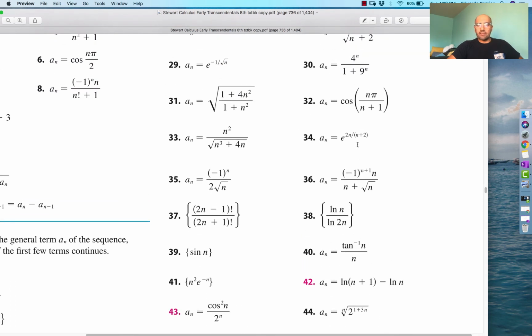34 can be solved in a similar way. If we think about e to the power of x being a continuous function, and then we can find the limit of this exponent, and if that converges to a constant, and the function is continuous at that value, then we can just evaluate it there. Right, so let me write down number 34.